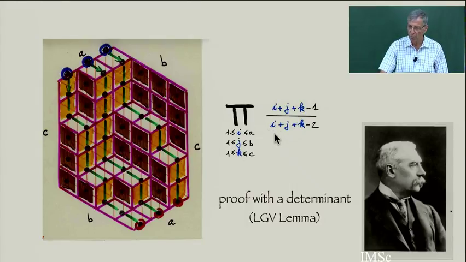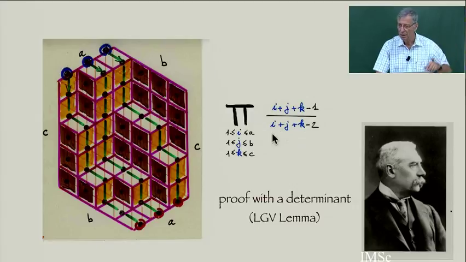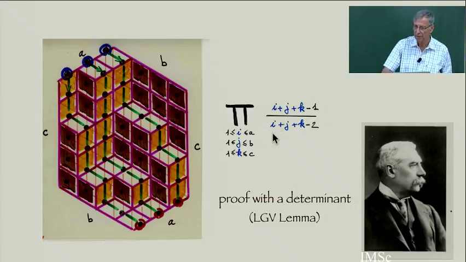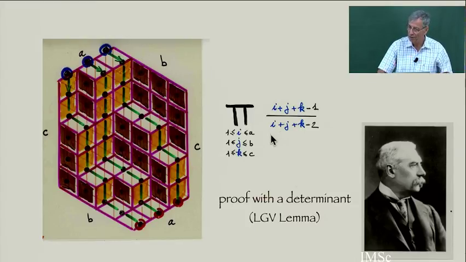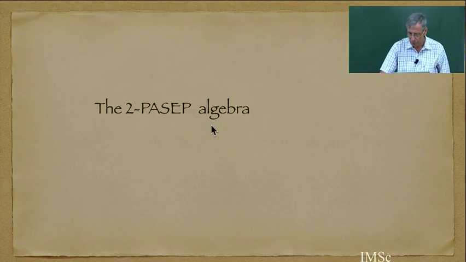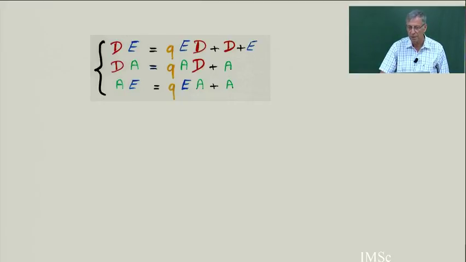Okay, so now I have to prove my theorem that the stationary probability is given by the formula I gave you at the beginning, using the matrix ansatz. I'm going to combine the matrix ansatz with the Pasep algebra by defining the rhombus alternative tableau like a rewriting rule, the analog of normal ordering. So I am going to work with the two-species Pasep algebra.